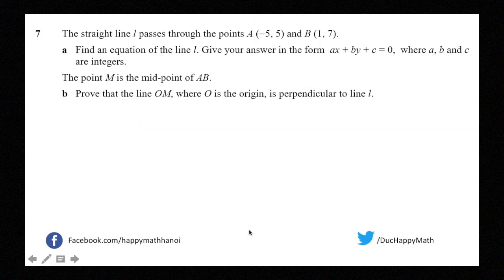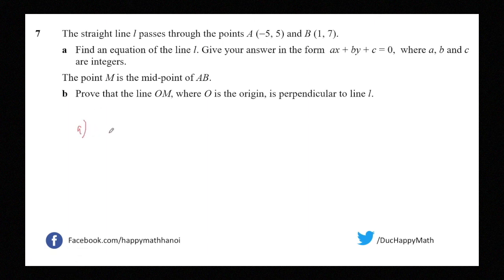Question 7. The line L passes through the points A and B. Find the equation of the line L. Give your answer in the form ax plus by plus c equals 0, where a, b, c are integers. So question A is quite easy. You can work it out by yourself and compare with my result.